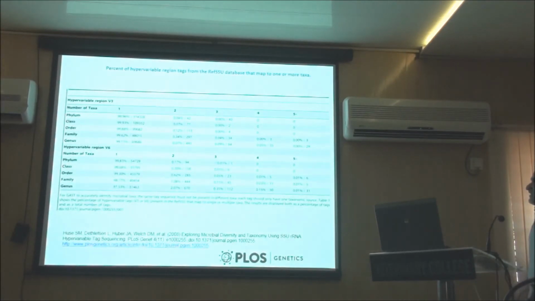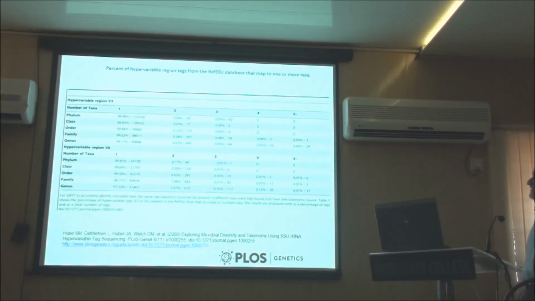There was another latest study where a similar approach had been used, and there again they had relooked at the taxonomic assignment of different hypervariable regions, and they compared the V3 and V6 regions. They found that when you use the V3 region at the phylum level, 99% of sequences are assigned to a single taxon, 0.04% sequences were assigned to more than 2 phyla, and 0% were assigned to 3 or more phyla.